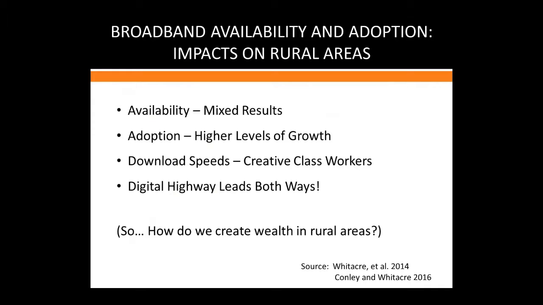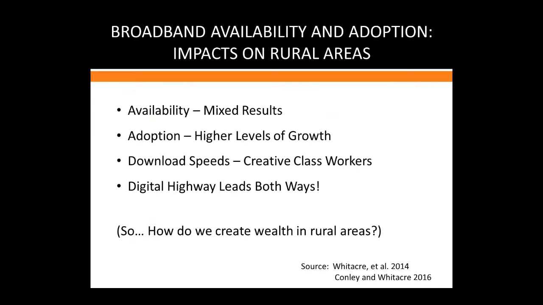Dr. Whitaker talked a little about download speeds and whether or not that might lead to a greater growth of creative class workers, and like any good researcher, that led to another paper. He had that second paper with a graduate student in 2016 that looked a little closer at download speeds, and it was quite interesting. One of the conclusions he had was for us to note that the digital highway leads both ways. Putting broadband out in rural areas does have potential for growth, but it also has potential to draw economic activity out of rural areas, and so I find that quite interesting as well.